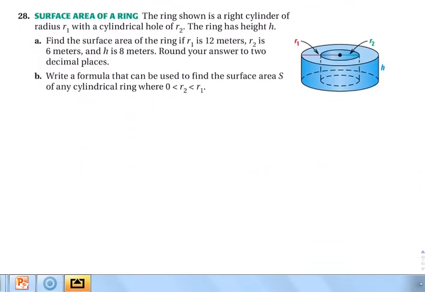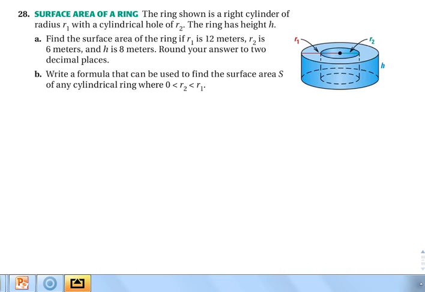Okay, so this last challenging problem I will do, again, totally optional. I like to throw in extra stuff here. So the ring shown is a right cylinder of radius r1 with a cylinder hole of radius r2. Okay, find the surface area of this. So let's think about this in general. What are we going to get?